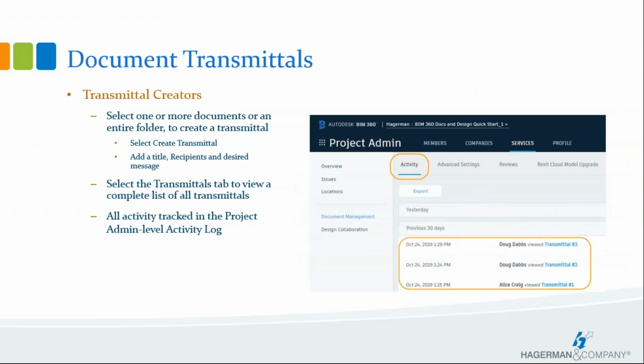In the Project Admin module under the Activity tab, you'll see we switched from the Document Management module to the Project Admin module. Under the Activity tab, you can view all tracked activities within the project. In this case, I've just highlighted some transmittals that were created a while back. But you can sort through and see when transmittals were sent and when they were viewed by an individual that was a recipient.